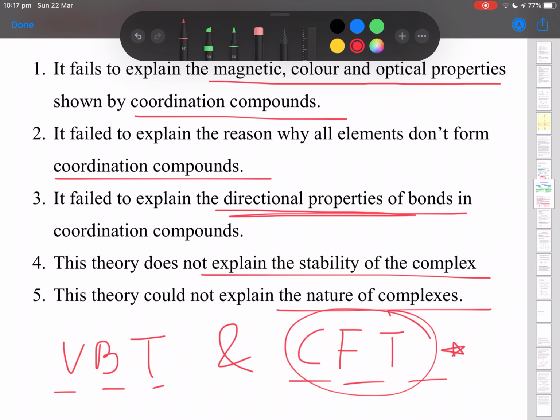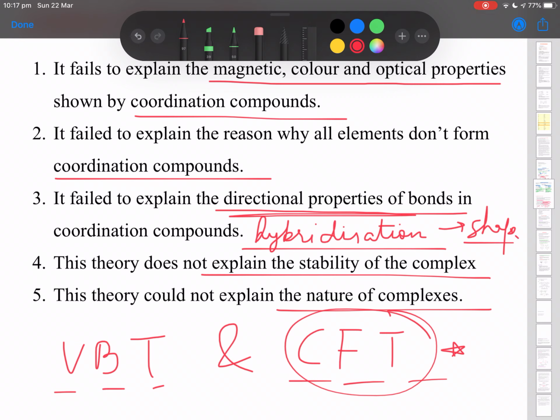A lot of questions will be asked, and one of the major flaws in Werner's theory was that he could not give any concept about hybridization. He could not give a clear idea about hybridization, so he could not say anything regarding the shape or the geometry of the structure. The geometry of the structure could only be well understood by using CFT or VBT. Hence, that was the basic and major flaw of his theory.